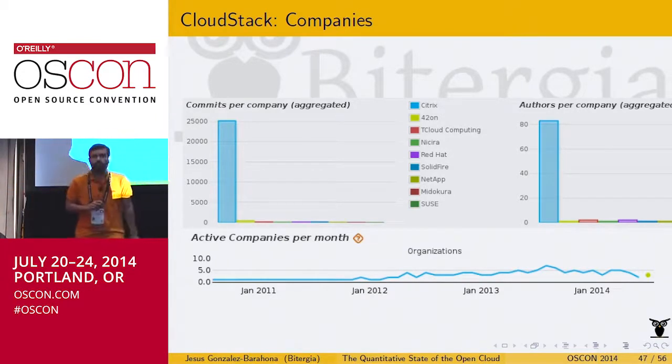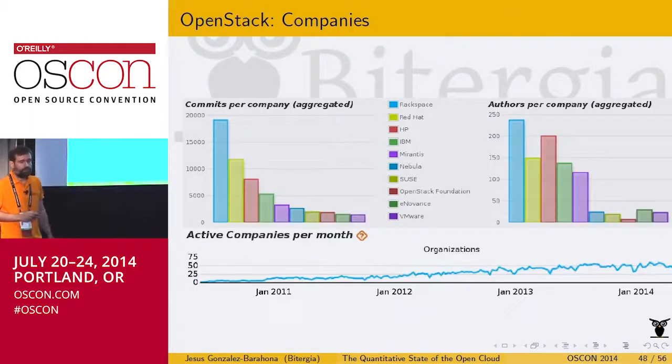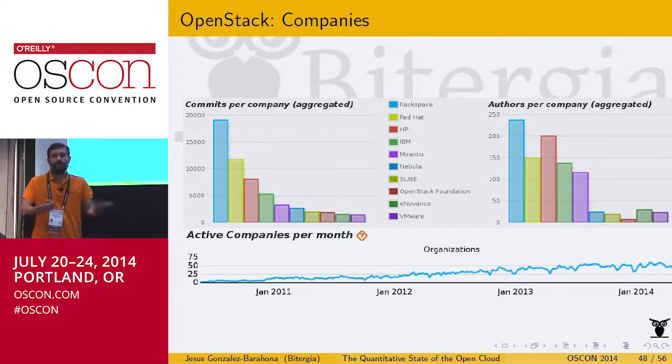Remember, this is for all the history. So you can see how during the last month, it's very usual that they have contribution from like 5 to 6 companies. So I think it's starting to evolve in the project, or that seems from the numbers. And this is OpenStack. OpenStack is much more diverse in terms of companies.